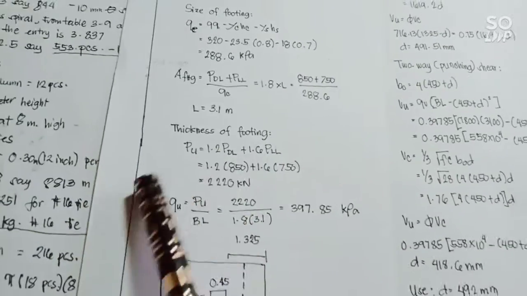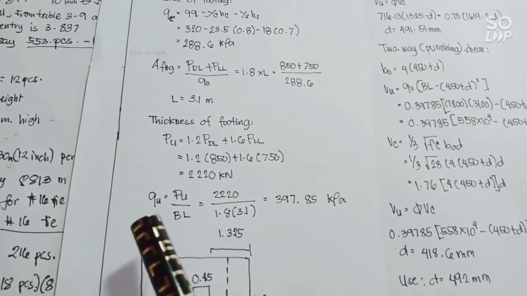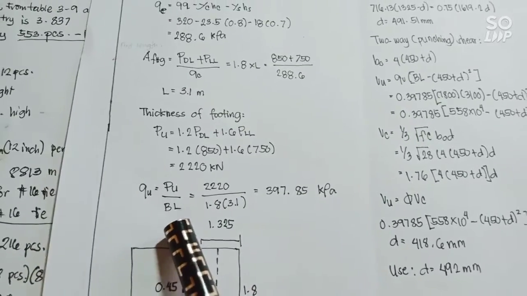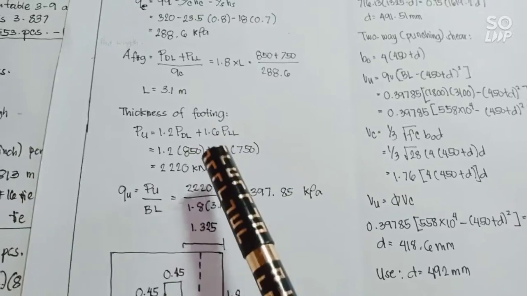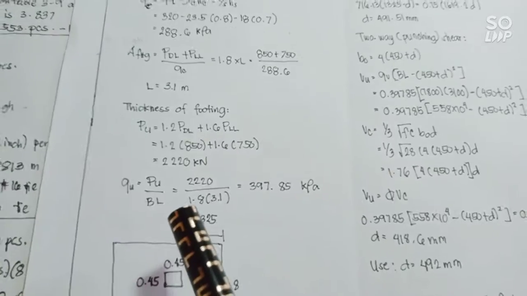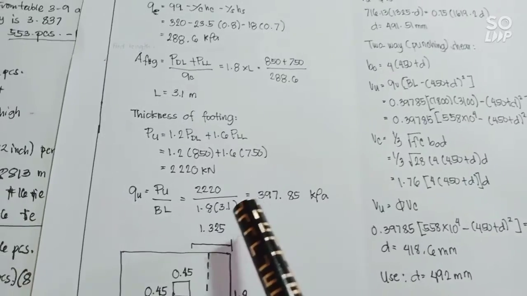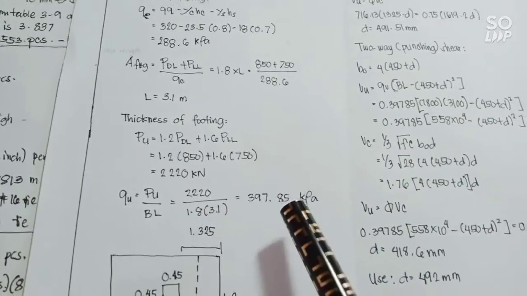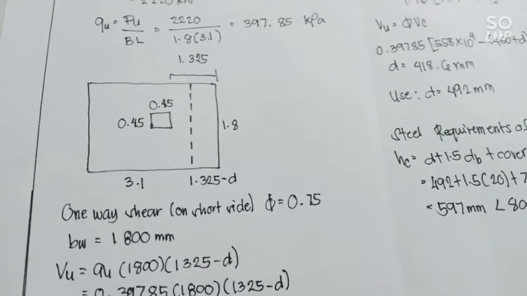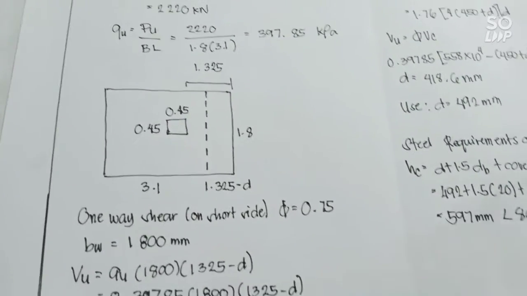Then we proceed to finding the ultimate soil bearing strength, which has the formula QU is equal to PU over the width of the footing times the length of the footing. So equate, our PU is 2,220 kilonewton over the width of the footing, which is 1.8 times 3.1, the length of the footing. So our QU is equal to 397.85 kilopascal. Now we proceed to the one-way shear on the short side, which has the correction factor of 0.75.